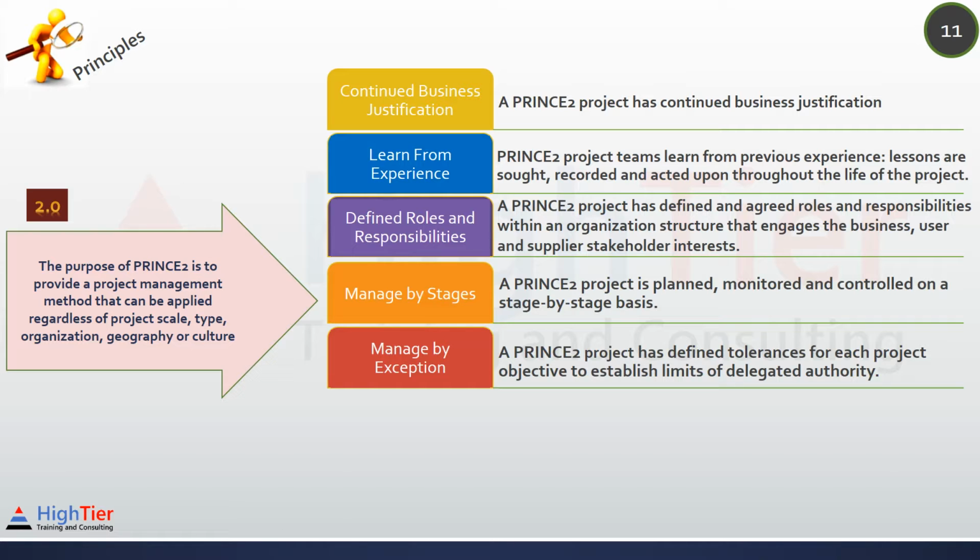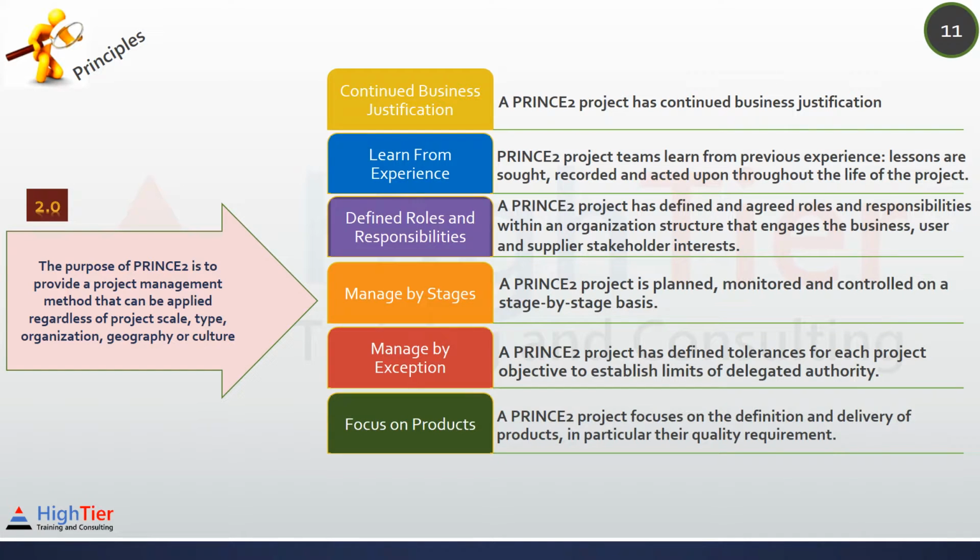This authority is defined by tolerances, which can be set on the 6 aspects of project performance. For example, if your budget is £100,000 and the tolerance is plus or minus £10,000 of the planned budget, as a project manager, you don't have to wait for a decision if there is an extra cost of £8,000 over the planned budget.